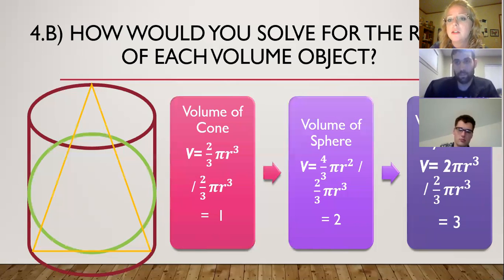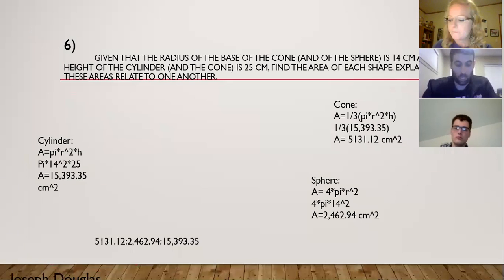So the volume of a cylinder is going to be 2 pi r cubed, and we're going to divide that by the volume of the cone. And that's going to give us a 3. So the ratio is going to be 1 to 2 to 3 for the cone, sphere, and cylinder. That was great, Amanda.